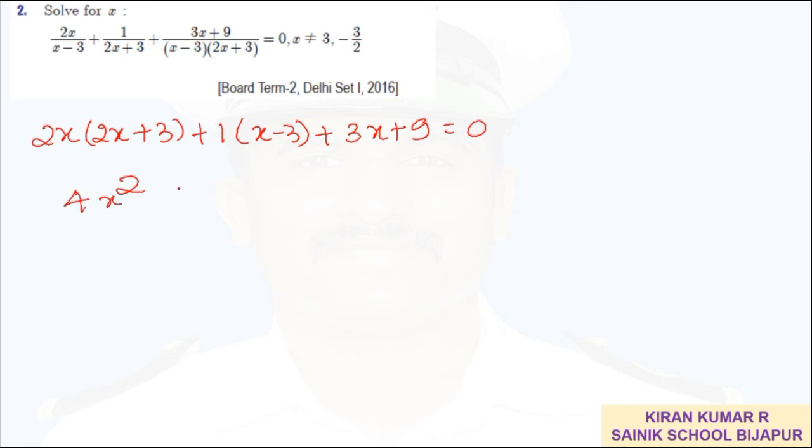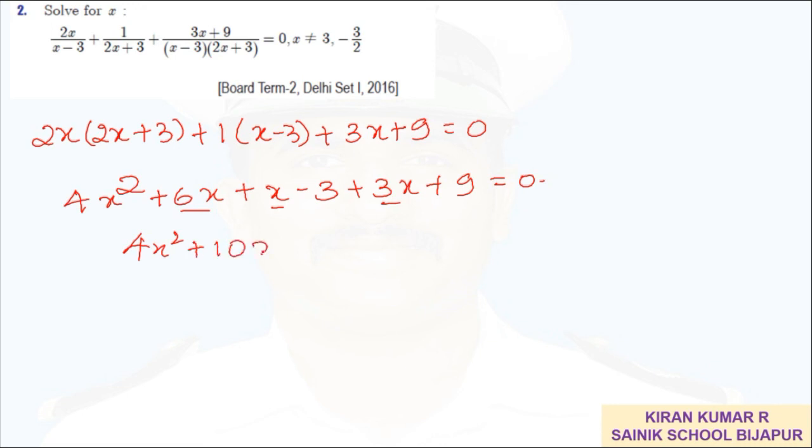4 times x square plus 6x plus x minus 3 plus 3x plus 9 equal to 0. So 4 times x square. Here we have 6x, x and 3x all positive, so it becomes 10x. Then we have negative 3, positive 9. It will be positive 6 equal to 0. Now we can take 2 common. We'll be getting 2x square plus 5x plus 3 equal to 0.